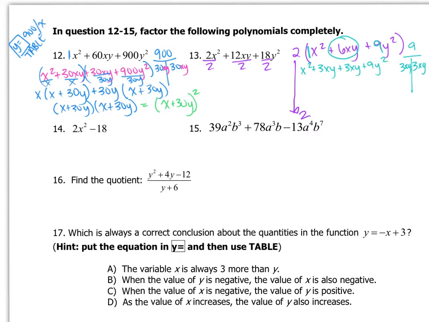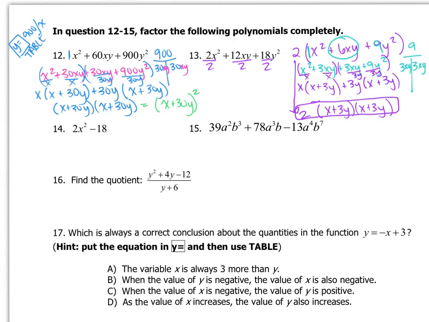Then we're going to group. And then we take out the GCF. So we're going to take out an x, and we're left with x plus 3y. We're going to take out a 3y. And we are left with an x plus 3y. You'll notice this one looks really similar to the other one. So we end up with x plus 3y, and then our other factor is also x plus 3y. Notice that 2 is right there with your final answer.